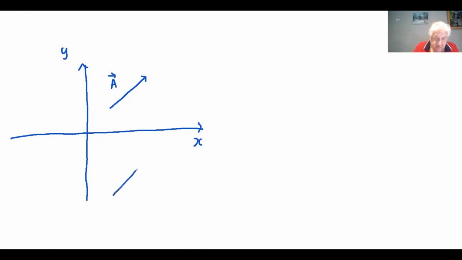Now if I draw the vector elsewhere, it has the same magnitude and the same direction. In this case, the two vectors are equal. In other words, it doesn't matter where on the xy plane I draw it. I can draw the vector here. If this has the same magnitude and the same direction as A, my drawing of course is not perfect, then A equals B equals C. All the vectors are equal.